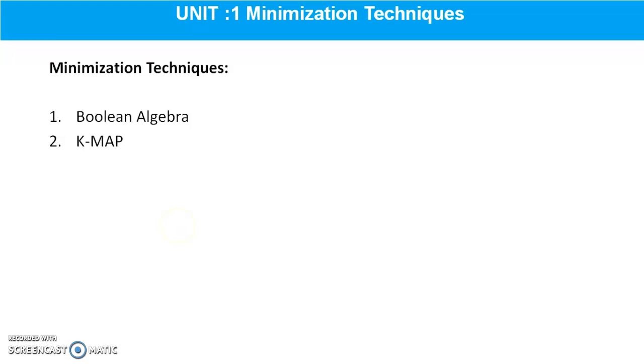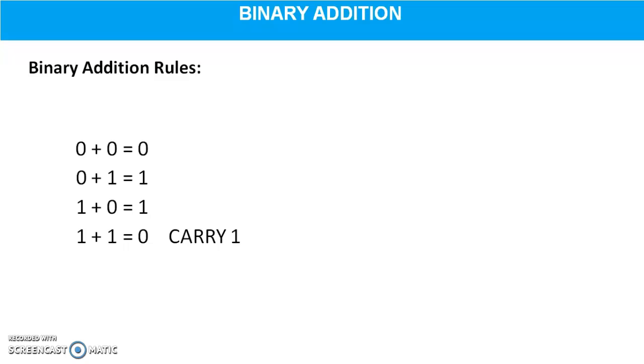In the minimization technique, we are going to study Boolean algebra and the K-map also. For Boolean algebra, we need to study the Boolean algebra theorems as well as De Morgan's first theorem and second theorem, and then we'll discuss the K-map. First, we learn the rules of binary addition. 0 plus 0 is 0, 0 plus 1 is 1, and 1 plus 0 is 1. If 1 plus 1 is there, the output is 0 and the carry is 1.